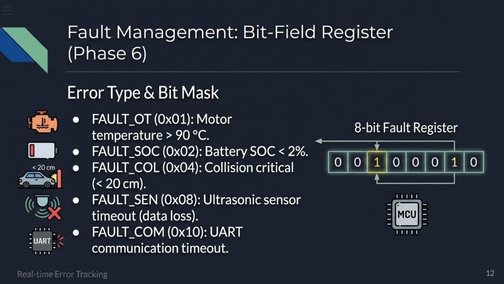Now, let's look at how we manage the faults. So, safety systems must also detect failures inside the system itself. Therefore, we implemented a fault management module. Different faults are assigned different bit values inside an 8-bit register. For example, one fault represents excessive motor temperature, another indicates critically low battery state of charge. Additional faults detect collision danger, ultrasonic sensor failure, or UART communication failure. Since each fault occupies a single bit, multiple faults can exist simultaneously without requiring separate variables.